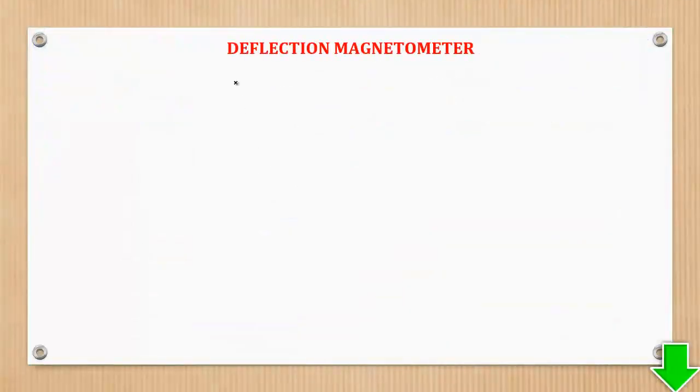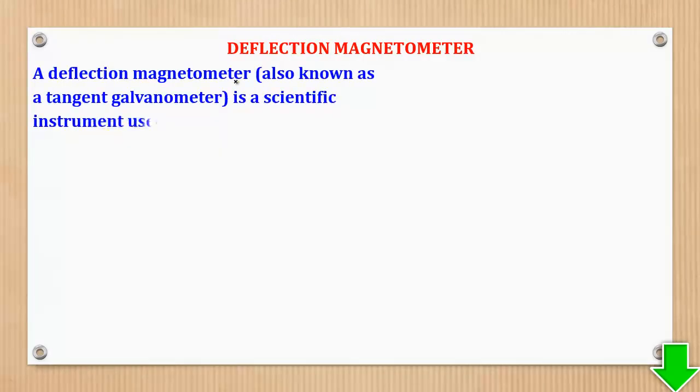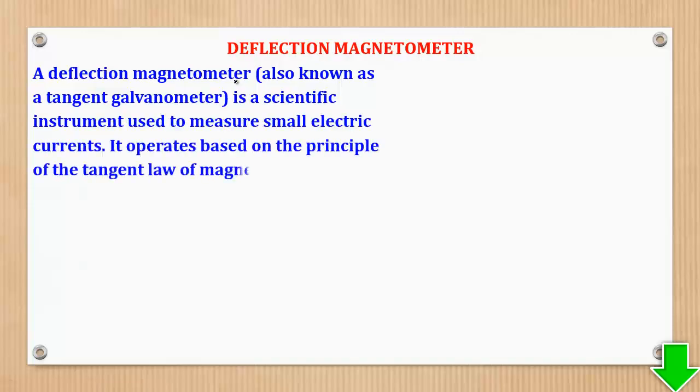Now we shall go to what we call a deflection magnetometer. Deflection magnetometer is also known as a tangent galvanometer. So those two words mean the same. And they said it's a scientific instrument used to measure small electric currents, and it operates based on the principle of the tangent law of magnetism.